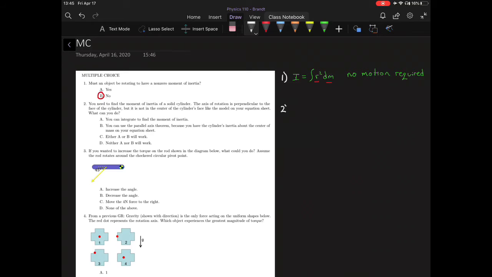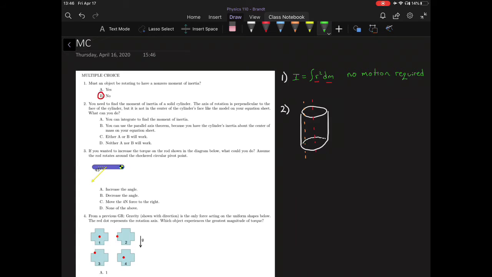Number 2, you need to find the moment of inertia of a solid cylinder. The axis for rotation is perpendicular to the face of the cylinder, but it is not in the center of the cylinder's face like the equation sheet. What can we do? So in this case, we've got some cylinder here. Our rotational axis for the equation sheet would basically go right through the center. But in this case, we're going to look at something that's maybe off center somewhere. So we're going to spin it around some other location.